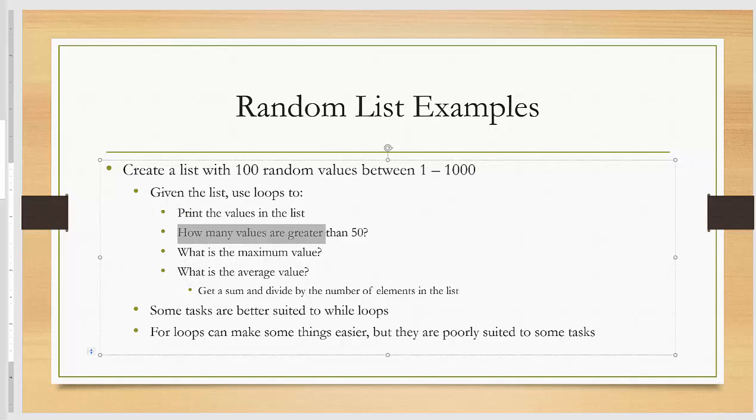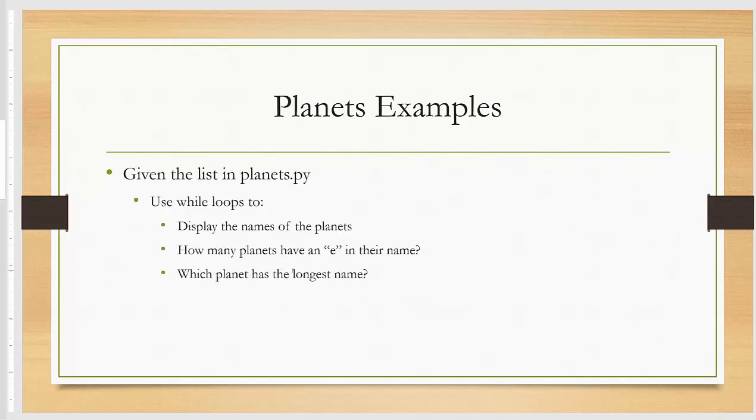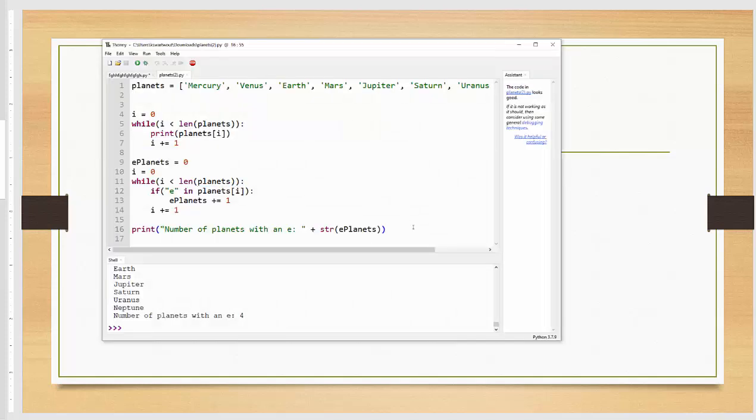That's kind of similar to how many are greater than 50, right? We had a search criteria we were looking for. If that criteria was met, then we incremented an accumulator. What's the maximum value? Well, there's no maximums in a list of strings. All there is, is the longest name. So this is a pretty tough one. So I'll show you how it works.